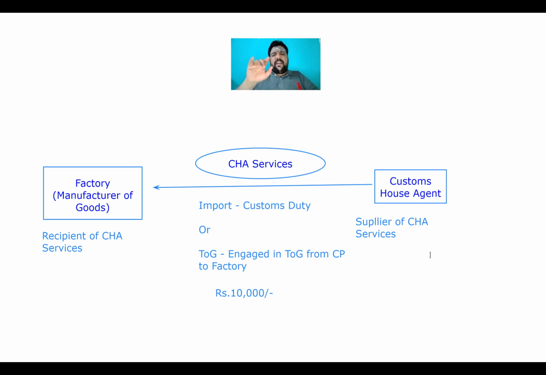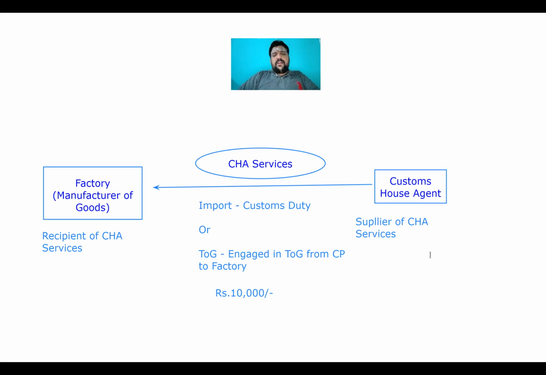Is there a written agreement? I would not use the word written agreement. Is there an agreement between the supplier CHA and the recipient that CHA will act as an agent of the recipient? Yes, there is an agreement which says that CHA is allowed to incur expenditure on behalf of the company. Good. In between, CHA provided its services. CHA also took services from third parties.